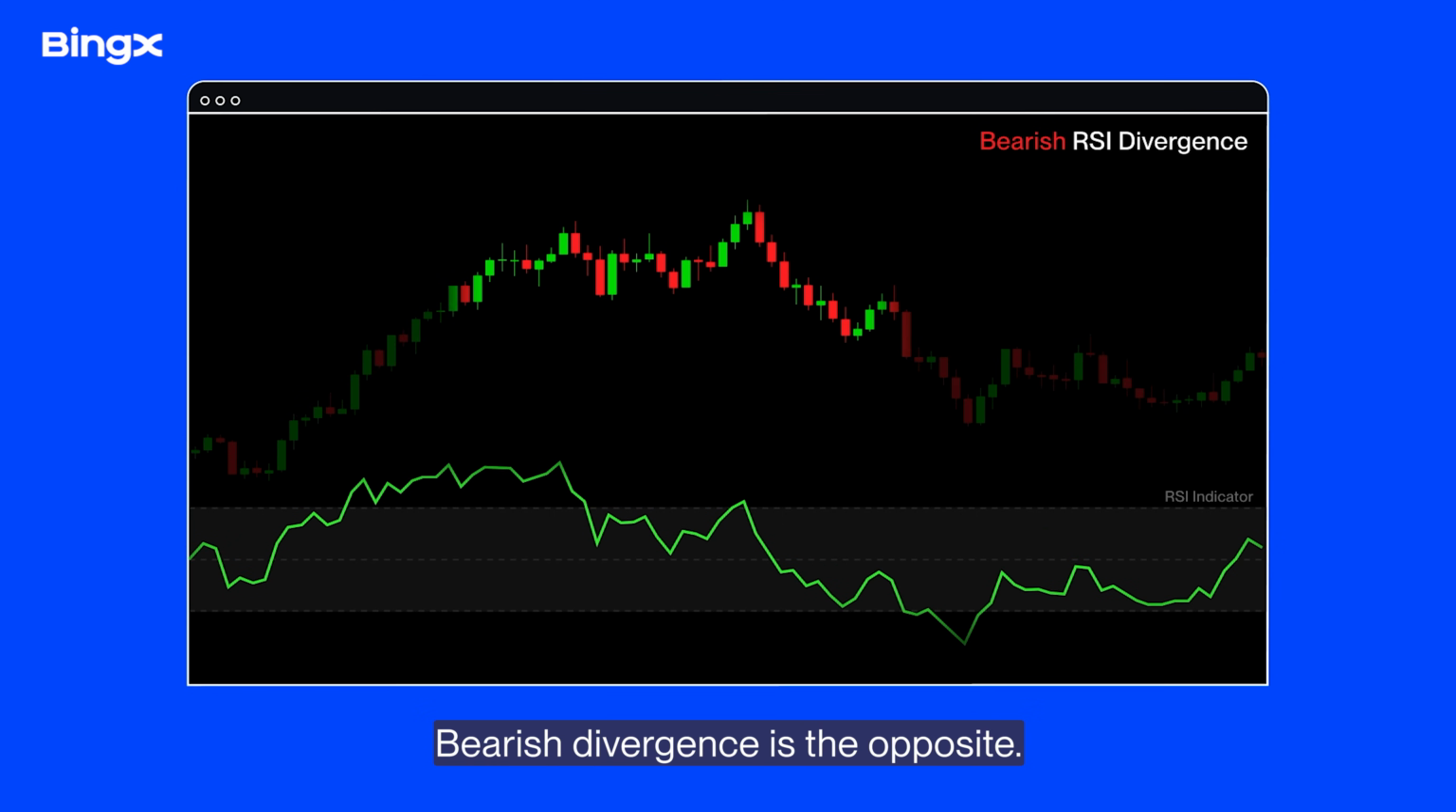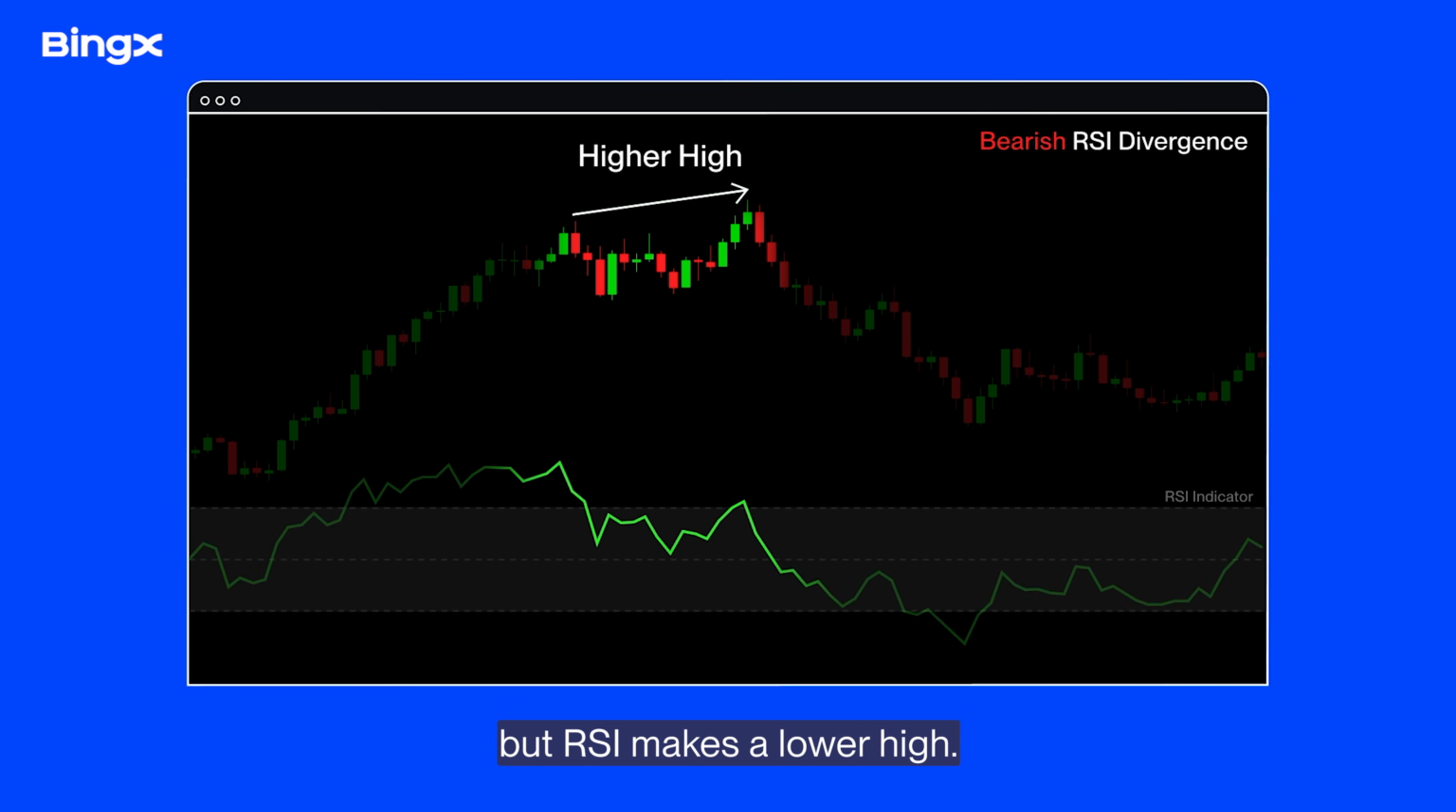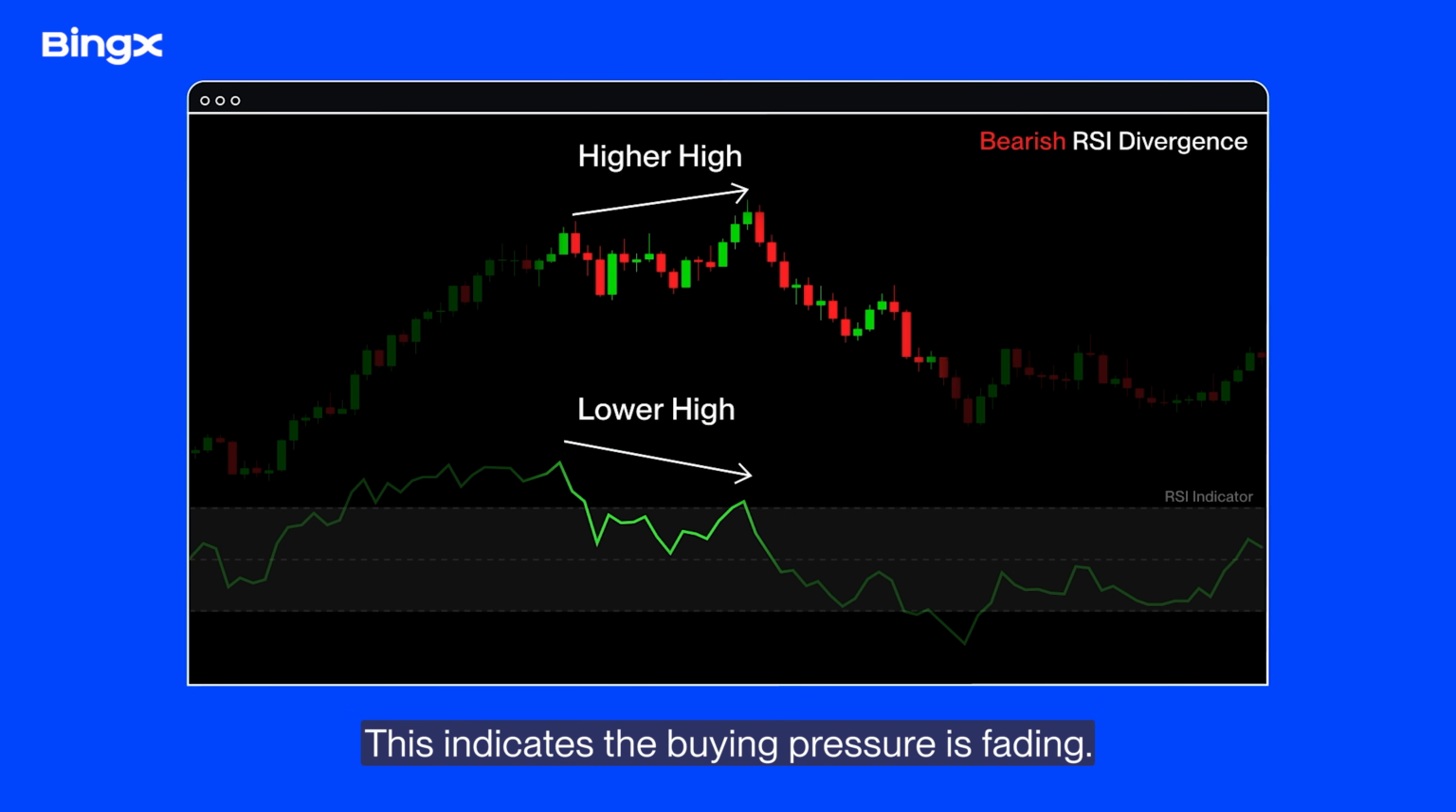Bearish divergence is the opposite. Price makes a higher high but the RSI makes a lower high. This indicates that buying pressure is fading.